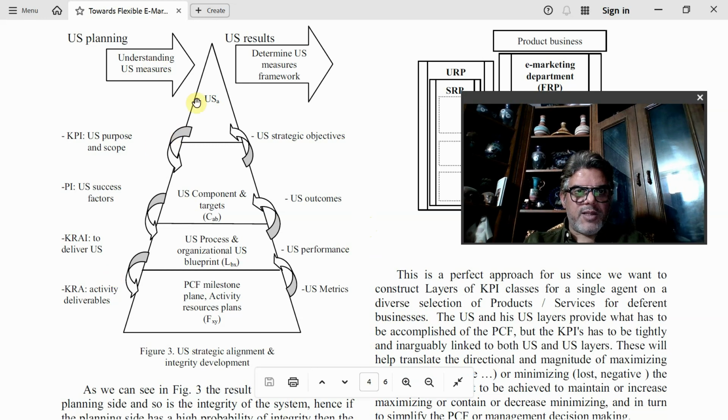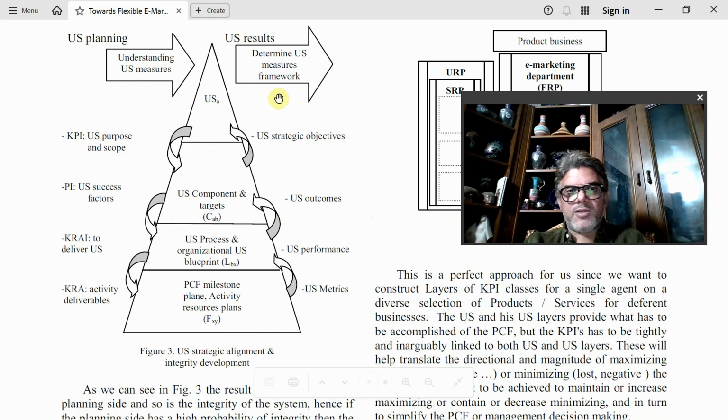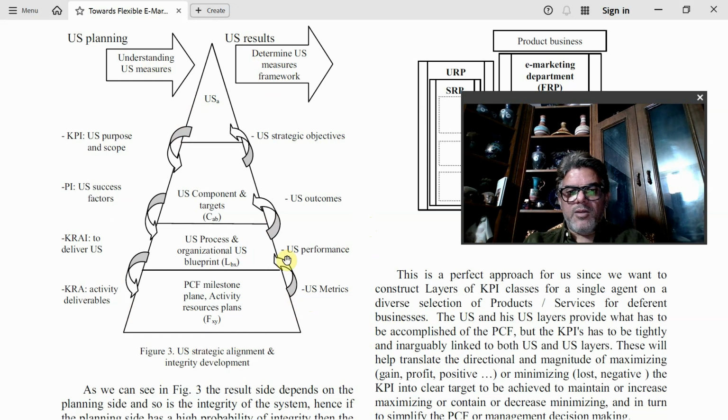So after understanding, I give the user satisfaction feedback and response, and then I will start determining the results through the user satisfaction metrics, user satisfaction performance, user satisfaction outcomes, user strategic objectives. Of course, for all of these, we're going to have syntax and semantics presentations and mathematical evaluations.